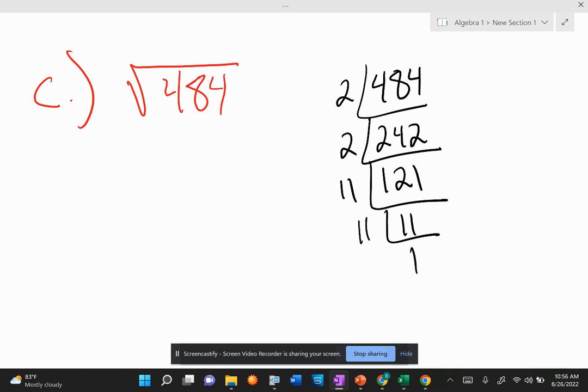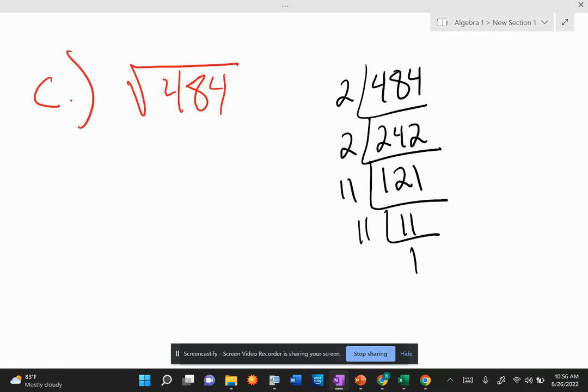13 times 13, 169. Okay. What about 14 times 14? 196. There you go. Okay. What's 15 times 15? 225. Okay, so those are all perfect squares.